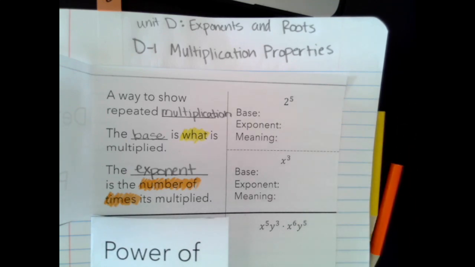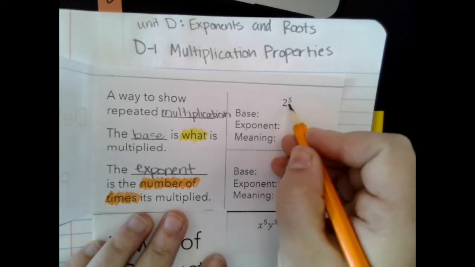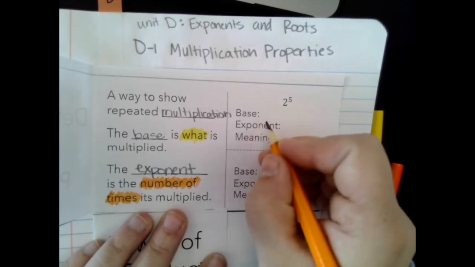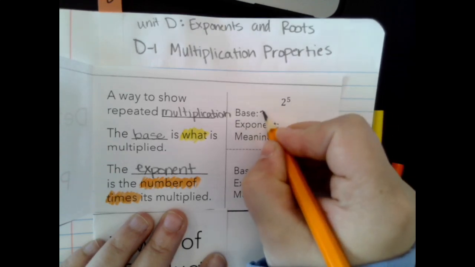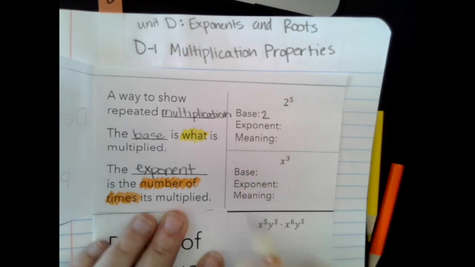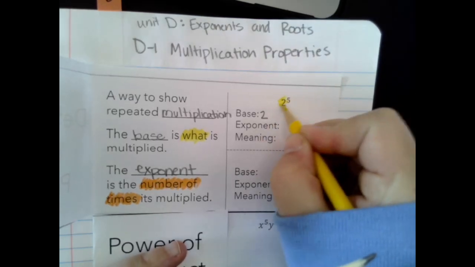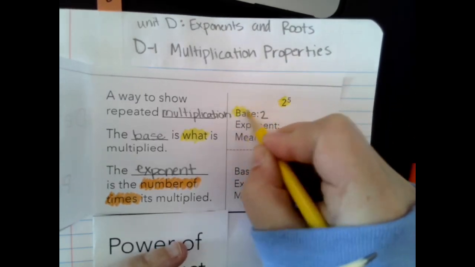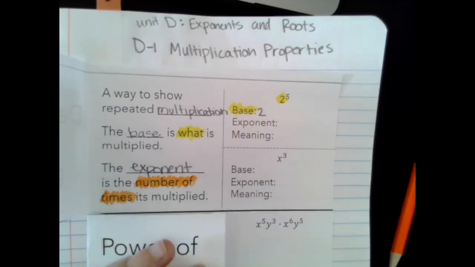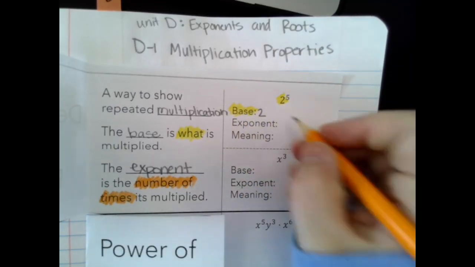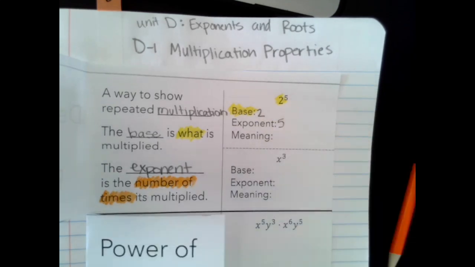And then the exponent, when we say exponents, we're really just talking about the little numbers. So in this one, 2 to the 5th power, what is the meaning of 2 to the 5th power? What is our base? 2 is the what? Good. You're right. 2 is the base. So that's what we're going to be multiplying. What is our exponent? 5. So that tells us how many times we're multiplying.